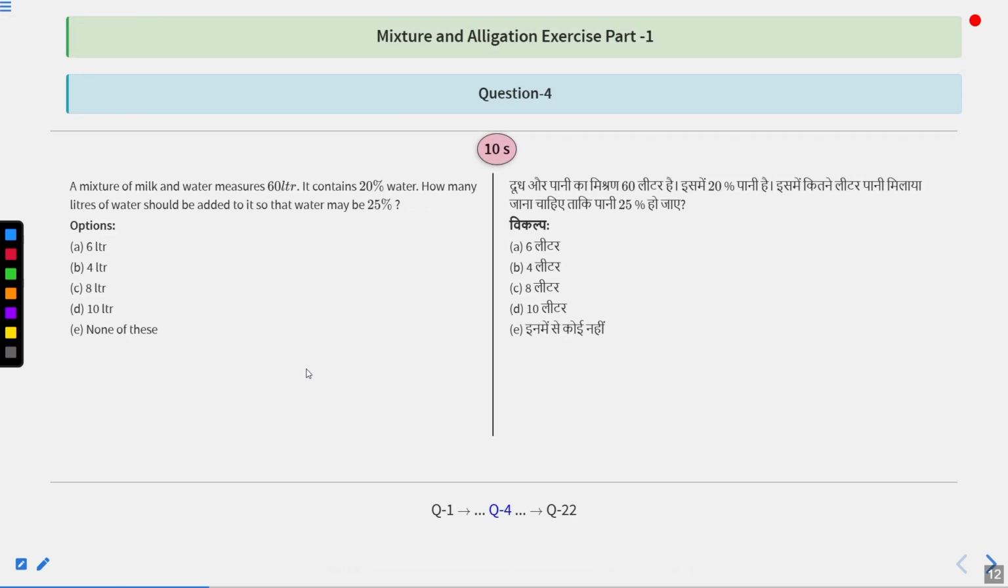Next. A mixture of milk and water measures 60 liters. It contains 20% water. How many liters of water should be added to it so that water may be 25%? You have 5 options and 10 seconds to analyze the question. Your time starts now.